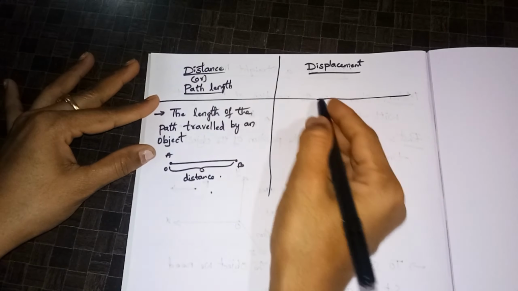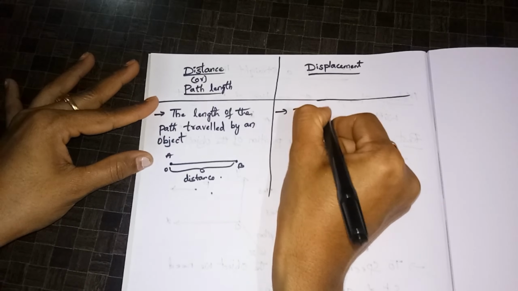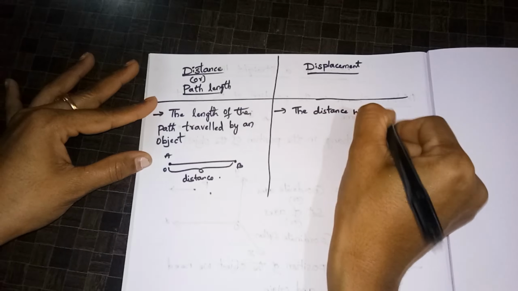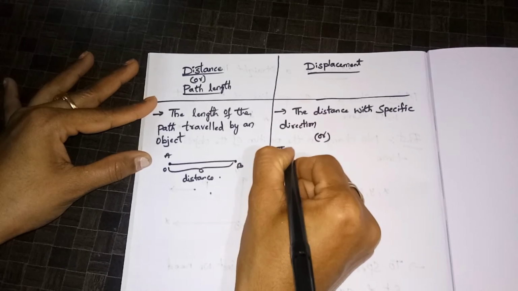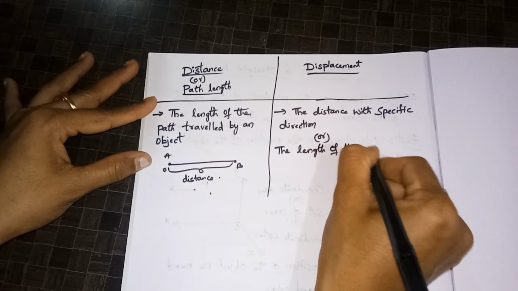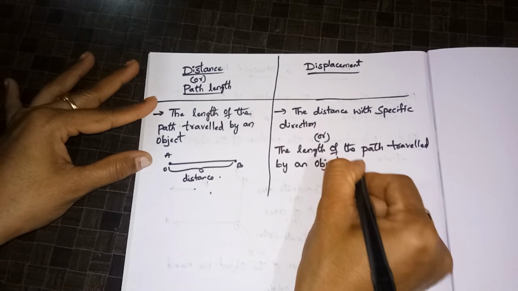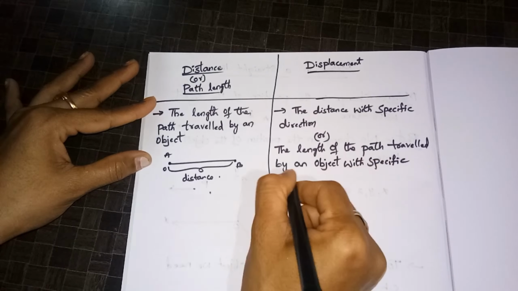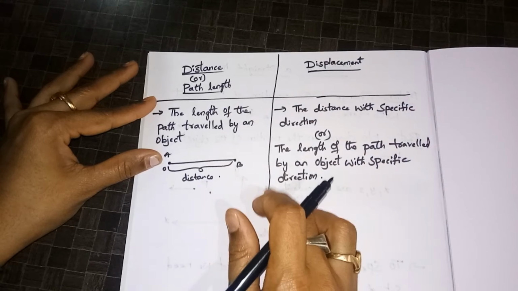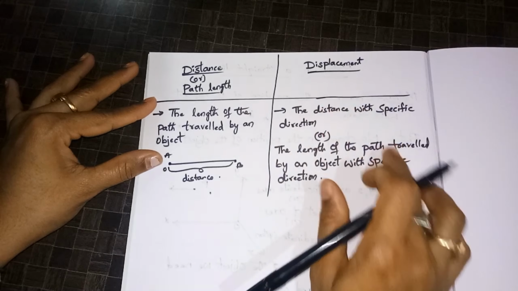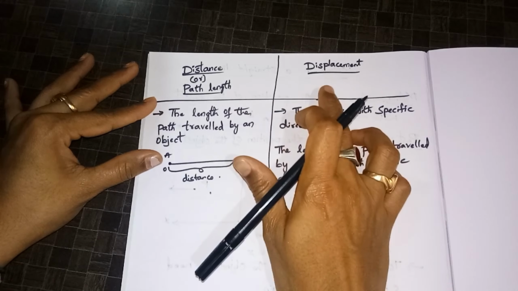Then what is displacement? There is only one difference between distance and displacement. The distance with specific direction, then we call it displacement, or the length of the path traveled by an object with specific direction, then we call it displacement. Distance with specific direction represents displacement. The only difference between distance and displacement is specific direction. Without specific direction, we call it distance. If we specify a distance with specific direction, we call it displacement.